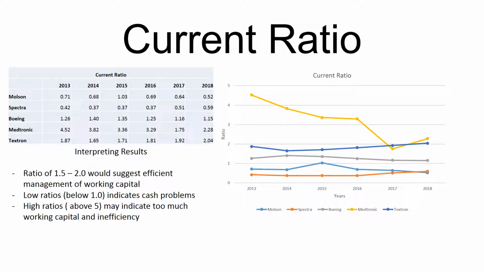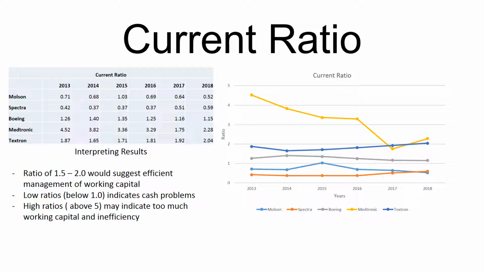Alright, so if we analyze the current ratio table, we can see that Molson and Spectra, for the last 5 years, have had a current ratio below 1. This means that Molson and Spectra cannot repay their short-term obligations. For example, if we observe Spectra in 2018, we can see it had a current ratio of 0.59. This means that for every dollar they owe, they only have 59 cents to repay.